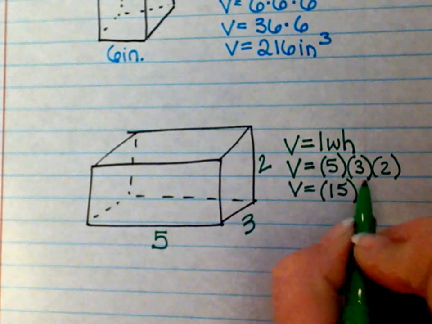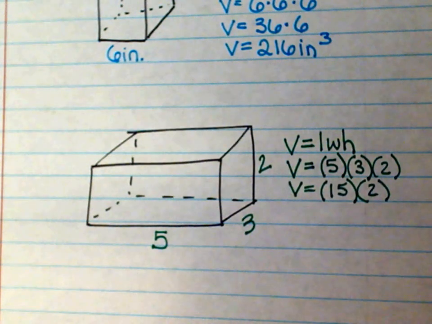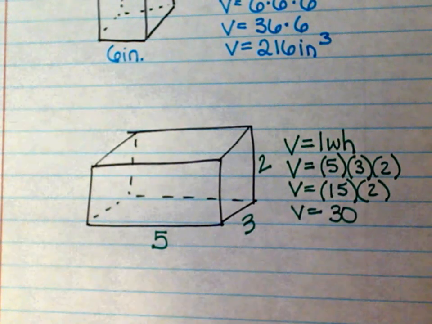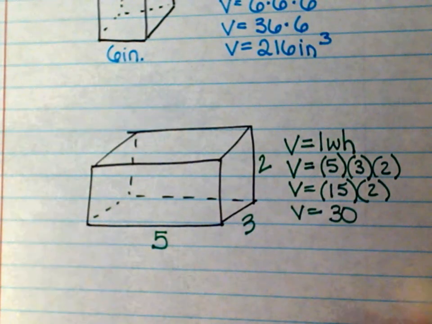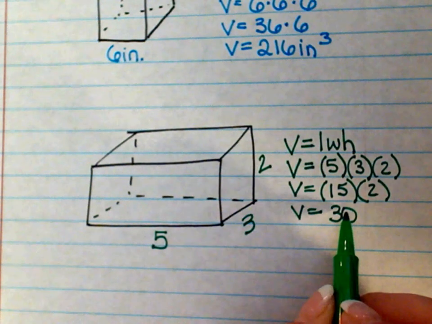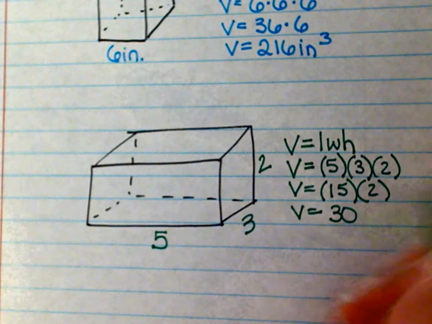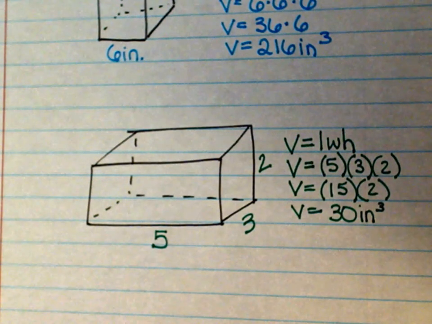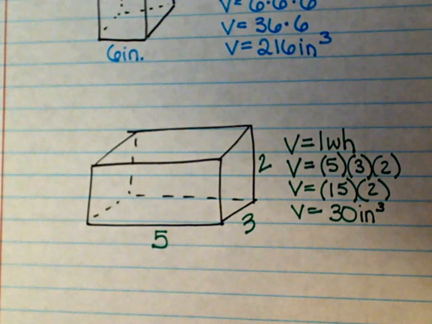So I know 5 times 3 is 15. I have not yet used my 2. 15 times 2 is 30. My volume of the rectangular prism is 30. Let's say they're inches, and we show volume with cubed.